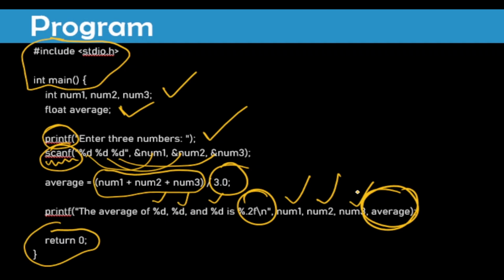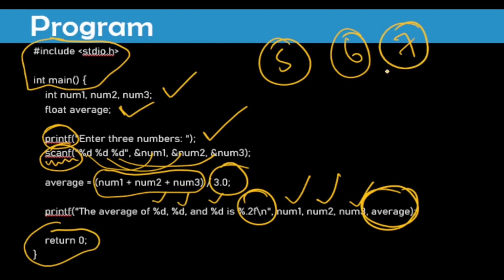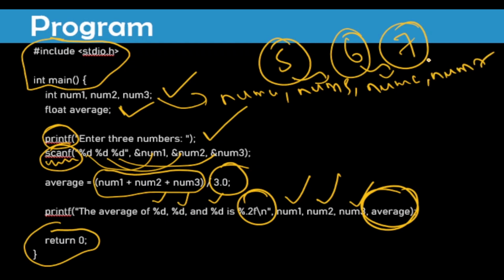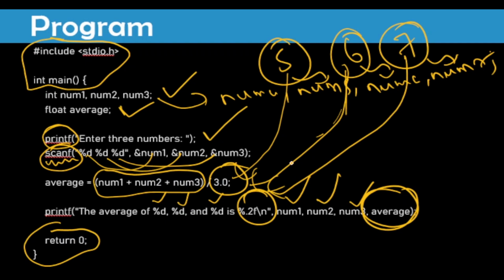Now I will execute this program. I am copying the same program into the GDB online compiler, and I will execute it. And one thing, you may have a doubt: what if I want to find the average of 5 numbers, 6 numbers, 7 numbers? How to do it? Here, instead of declaring only up to num3, you need to declare num4, num5, num6, like that, based on your question, up to num7 in case of 7 numbers. And in case of the average of 5 numbers, here you need to write 5.0. In case of 6, you need to write 6.0. In case of 7, you need to write 7.0. This is the difference.